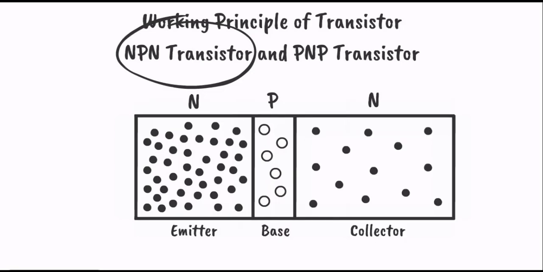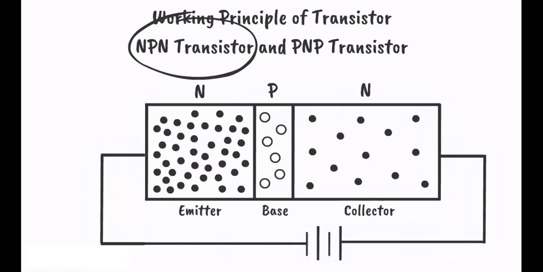The other N-type region is moderately doped. The size of this region is the largest among all regions. We call this region the collector. Now, let us first connect the positive terminal of a DC voltage source to the collector and the negative terminal of the same voltage source to the emitter.